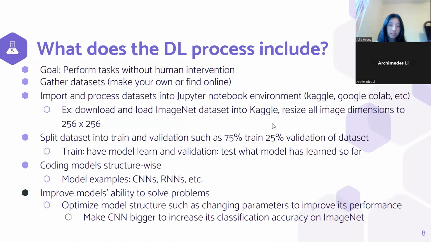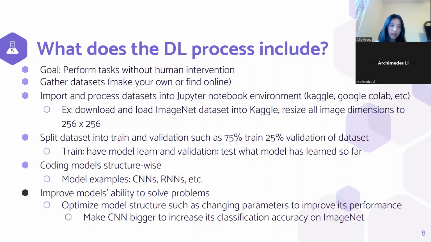So what does the deep learning process include in detail? First of all, the goal is to perform these tasks without human intervention. A model can, for example, identify images and classify things without human help. It only needs human help during the training process, but in testing, it needs to rely on itself to learn and see what to do for the task. They need to classify these things by themselves, identify these things by themselves.